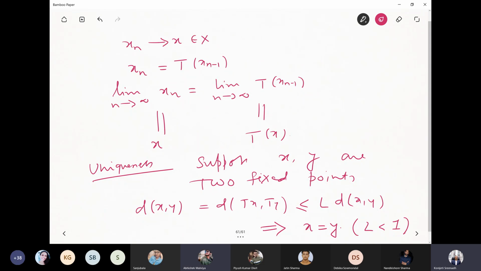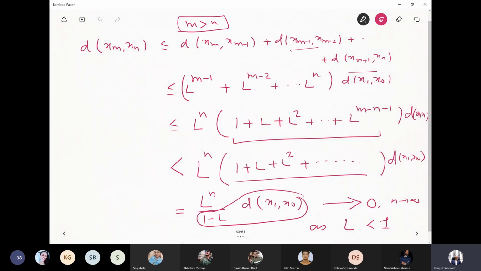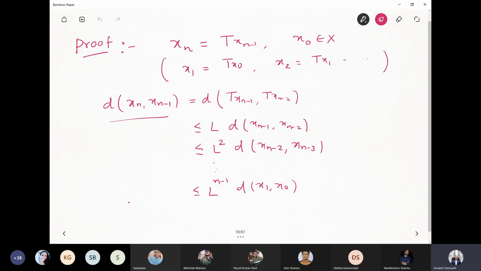So you see that what we are basically getting here is that uniqueness requires the contraction. Just keep this in mind, I will tell you later. That means it is still possibly to get the fixed point even if you don't have the contraction, but you may have to ensure some kind of convergence of this sequence.